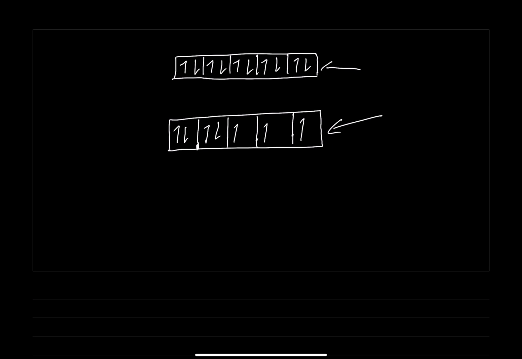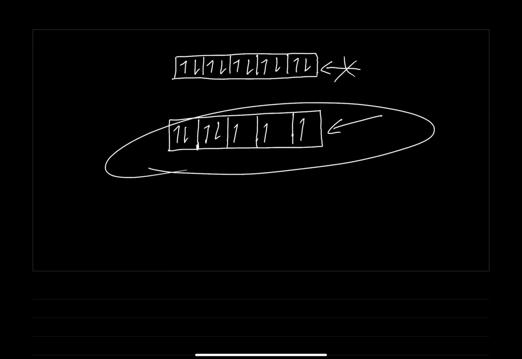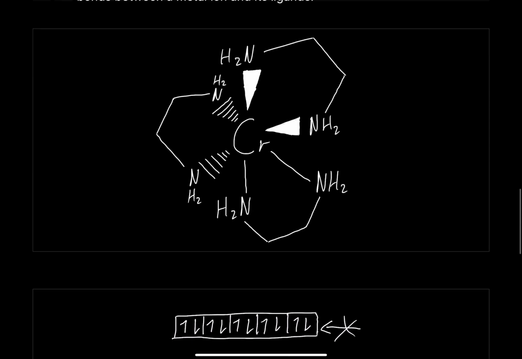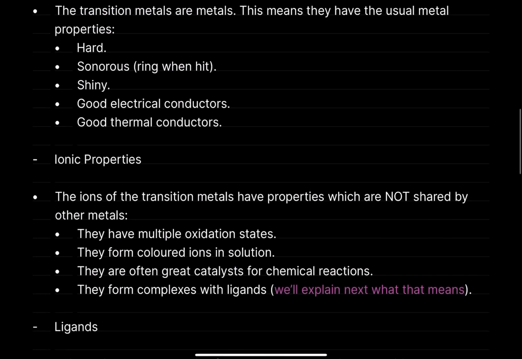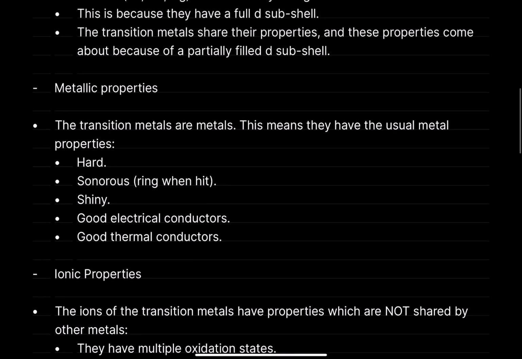This is not a transition metal. Why? Because it has a fully filled D subshell, and therefore it cannot classify as a transition metal. Whereas this example here has a partially filled D subshell, and it classifies as a transition metal. Now you're probably thinking, why is it so important that a transition metal has a partially filled D subshell? Why is it so important that it's partially filled?